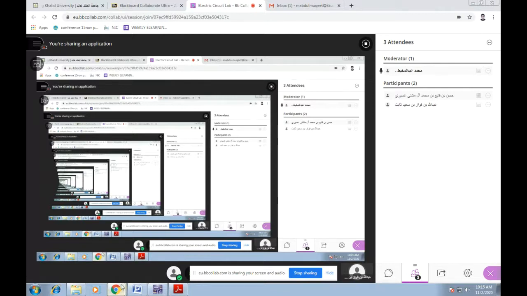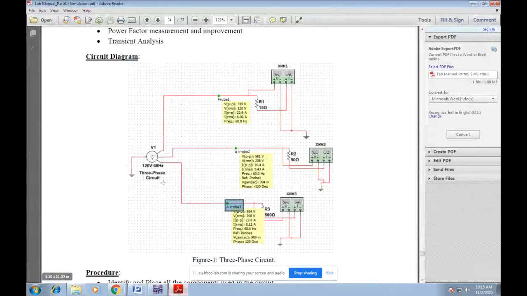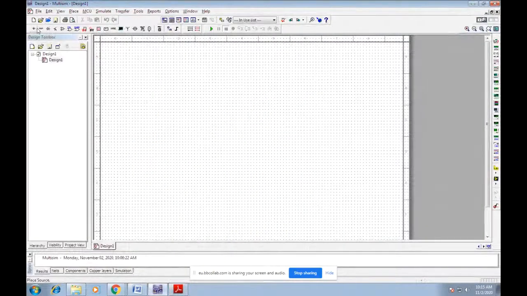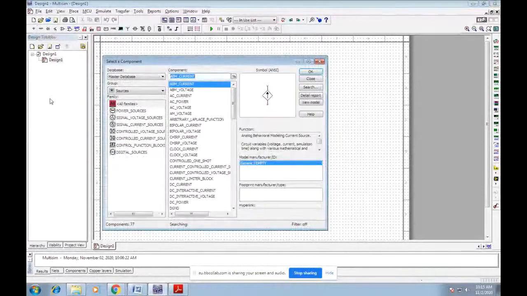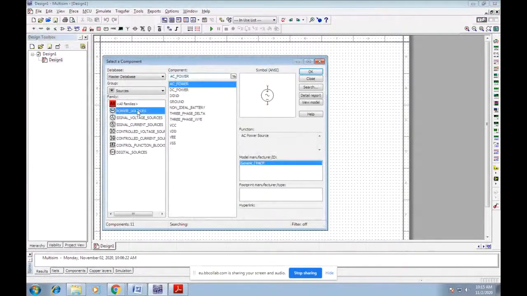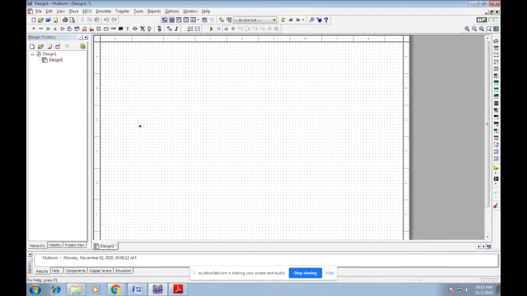So let us start with the experiment. As you can see in the lab manual, there is a voltage source of 120 volts and 60 hertz, that is a three-phase circuit. From the place sources, the power sources, in Multisim 12, you can see three phase delta and three phase Y. We will use three phase Y. Click OK, place it here.